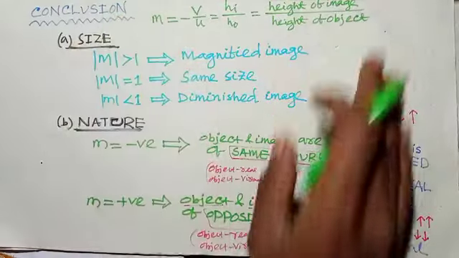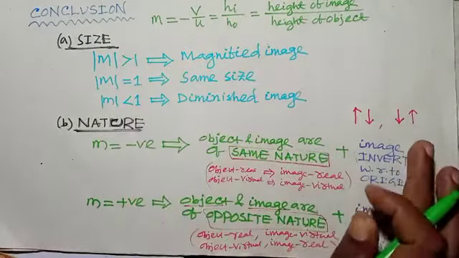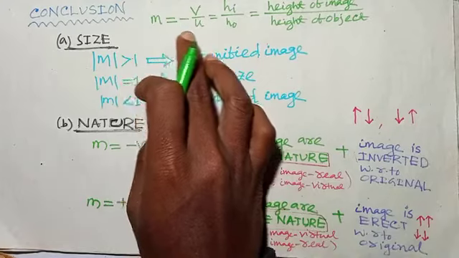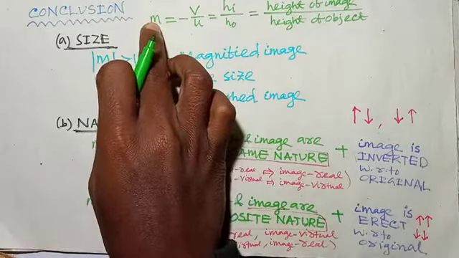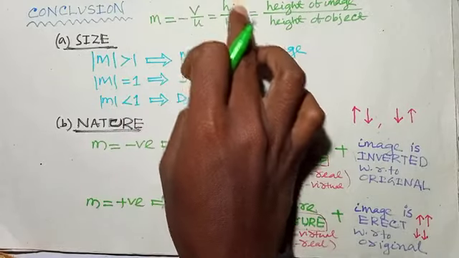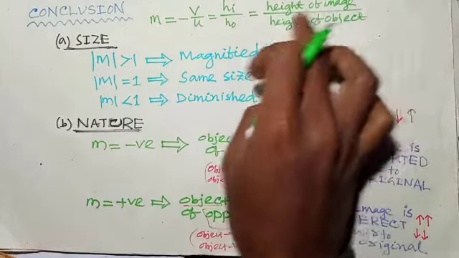So let's see the conclusion. Here it is. It is the formula of m, and it is m equals minus v upon u, which is hi upon ho. It is the height of image by height of object.